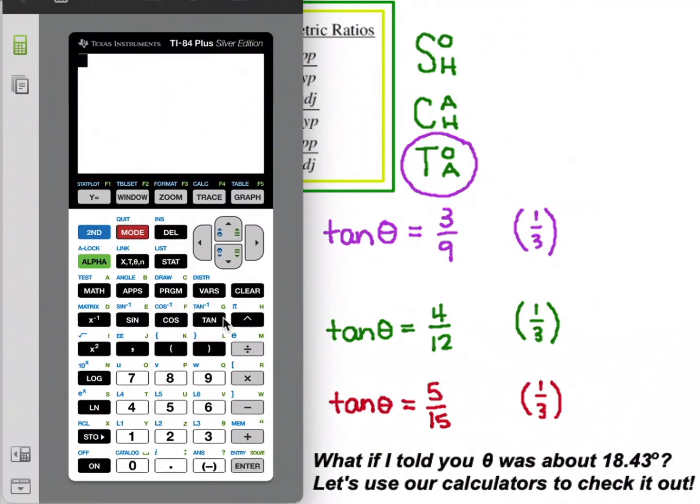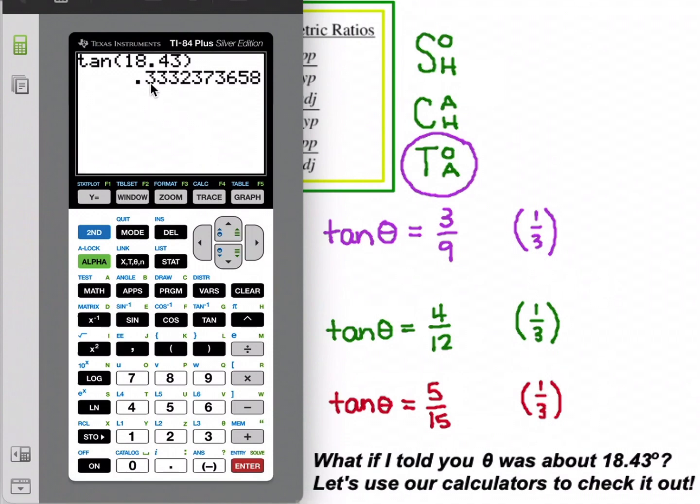My sine, cosine, and tangent buttons are right in the middle of my calculator. This tan is the abbreviation for tangent. If I type in the tangent of theta, or the tangent of 18.43 degrees, it will tell me the ratio. It puts it as a decimal. It won't put it as a fraction. But what is 1/3 as a decimal?